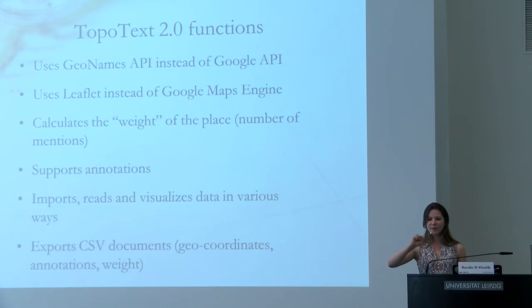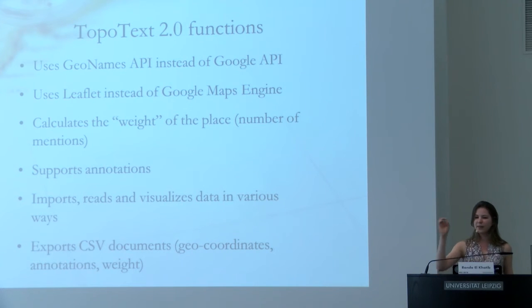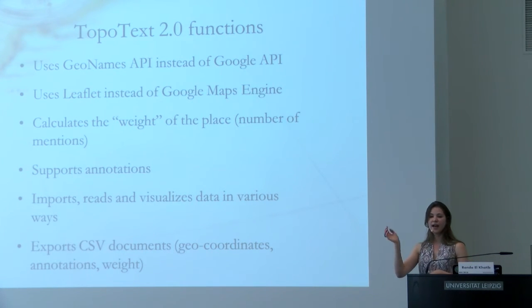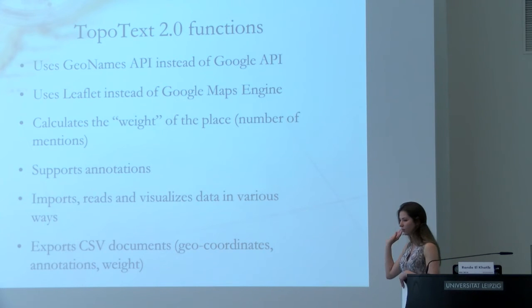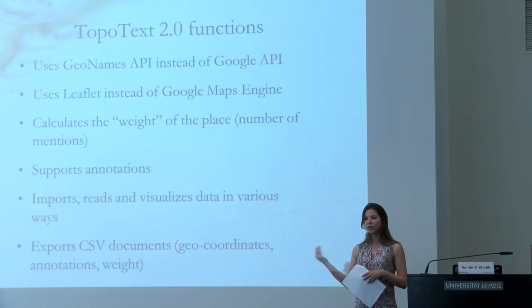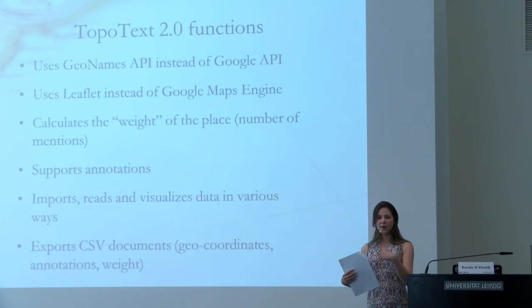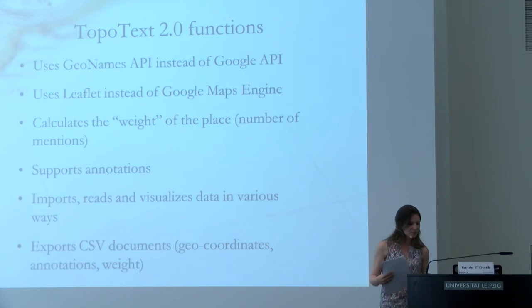So if Leipzig was mentioned more times, you'll have it as a bigger point on the map, and London would be smaller, which I feel is great, because previously you would do this manually or would have to go and count it somewhere else and put it back in. And then again, as I mentioned previously, it supports annotations that can be visualized on the map. You can also import your own data and visualize it. So if you already have place names and annotations, you're welcome to use the map interface. You'll just import the data and you'll have it there.